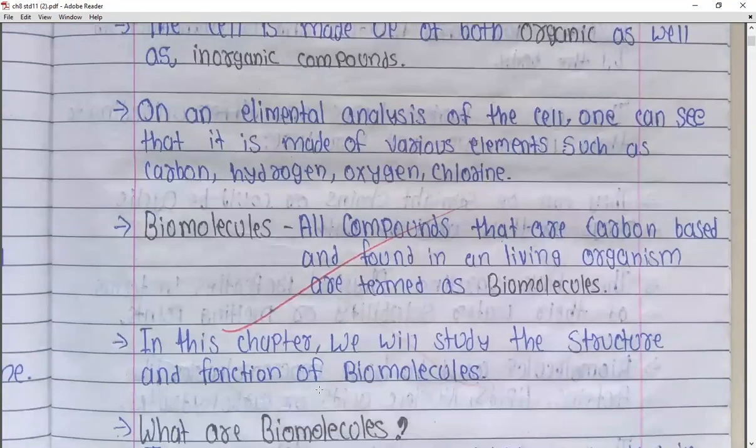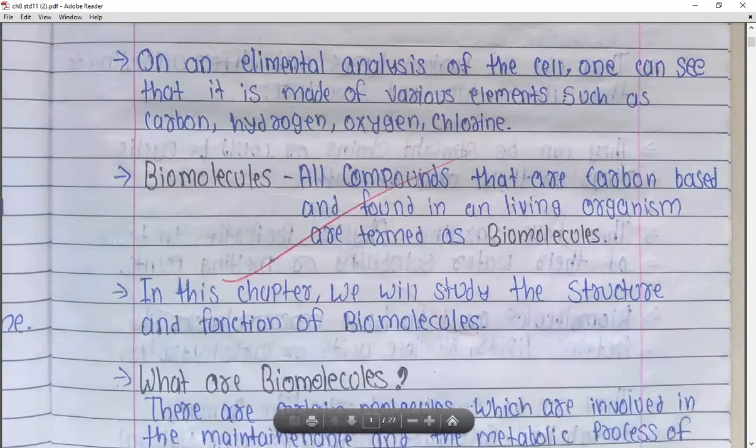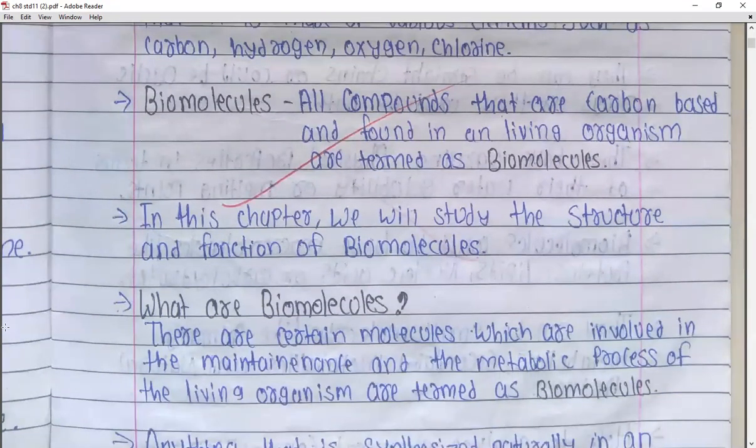Now what are biomolecules? Biomolecules are all compounds that are carbon based. That means the compounds which are carbon based and are found in the living organism are said to be biomolecules. Bio means living, and molecules means that with the help of molecules such as carbon, the different compounds or the different organisms are formed. So all the compounds that are carbon based and found in the living organism are termed as biomolecules. Now in this chapter, we will study the structure and function of the biomolecules.